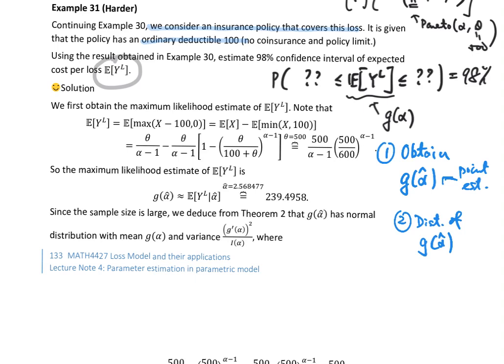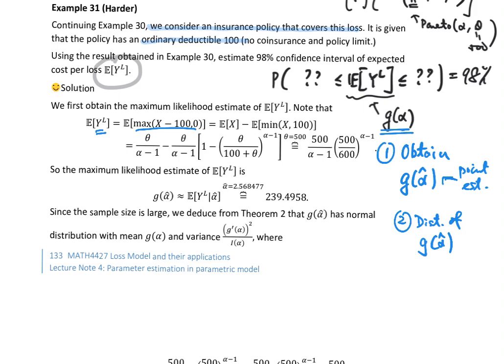Now first of all, you first need to obtain the exact formula for this expected value of YL, which will give you the function G. Just recall, if you just have an ordinary deductible of 100, then YL is just equal to the maximum of X minus 100 and 0. To calculate this expected value, you can use the formula in topic 2 and break it down into the difference of two expected values, which is equal to the expected value of S minus the expected value of minimum of S and 100.